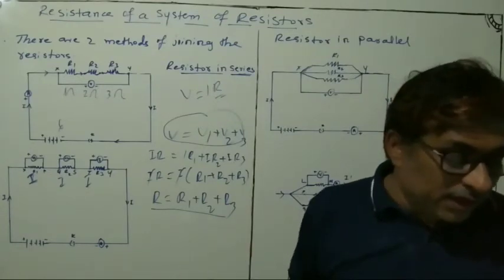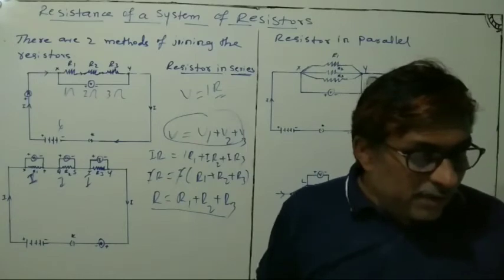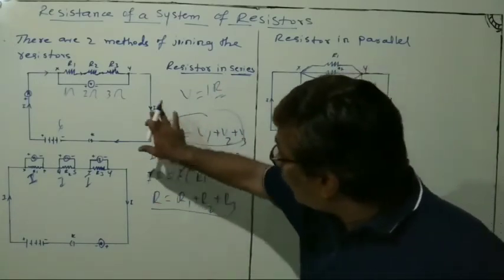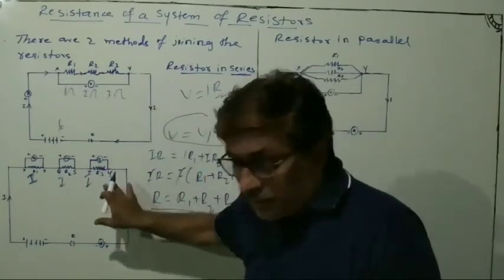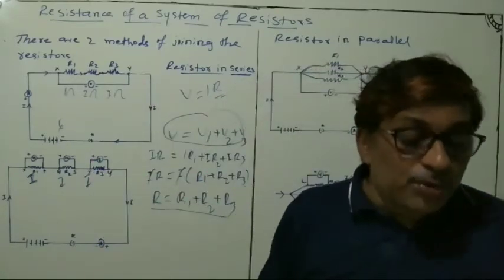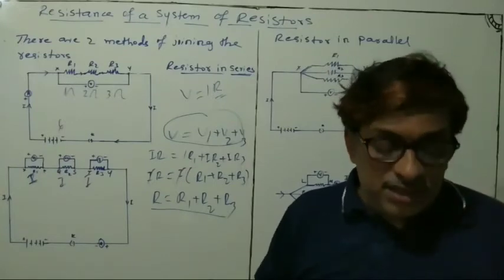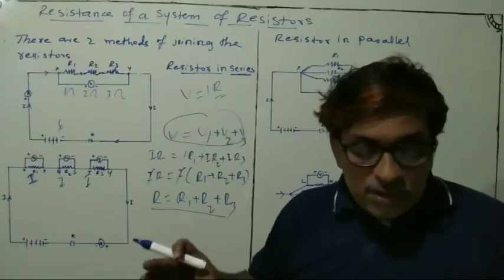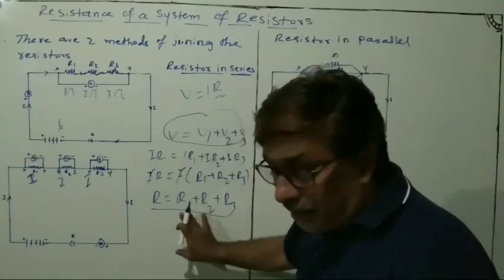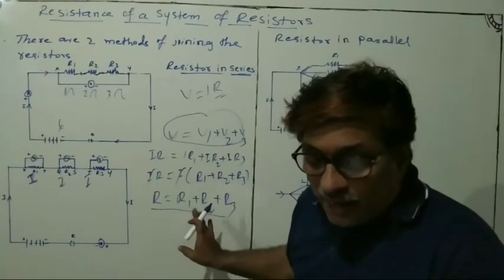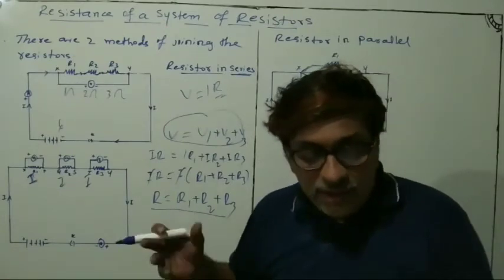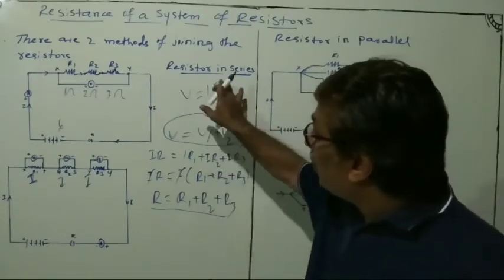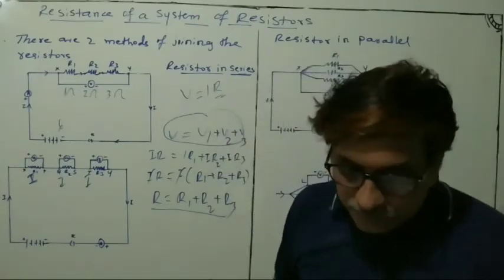Therefore R is equal to R1 plus R2 plus R3. We can conclude that when several resistors are joined in series, the resistance of the combination R is equal to the sum of their individual resistances, and thus greater than any individual resistance. This is what we are learning about resistors in series.